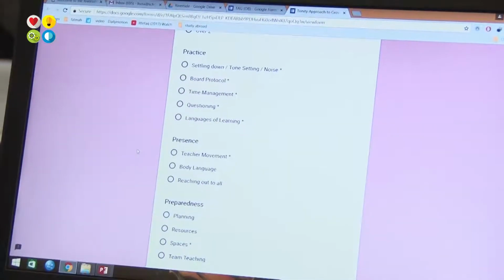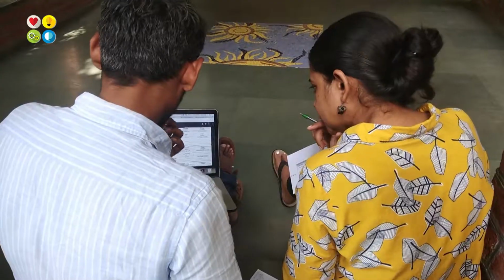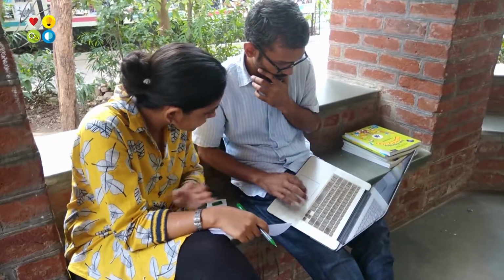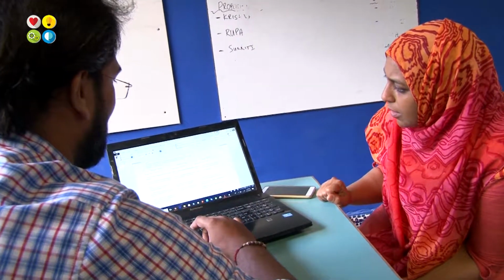The focus question is decided as per common themes outlined by three key aspects: practice, presence, and preparedness. It is shared with the observer during a discussion to define the context of the observation and how the data is to be collected. The lesson plan is also discussed in this meeting, as well as logistical details such as the timing of the session, where the session will be taking place, and where to meet after the session.